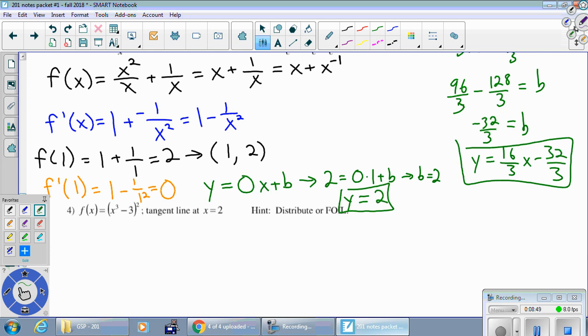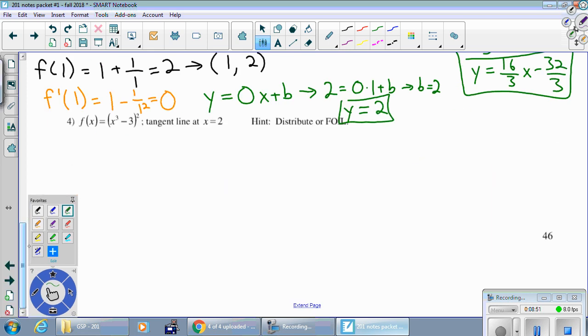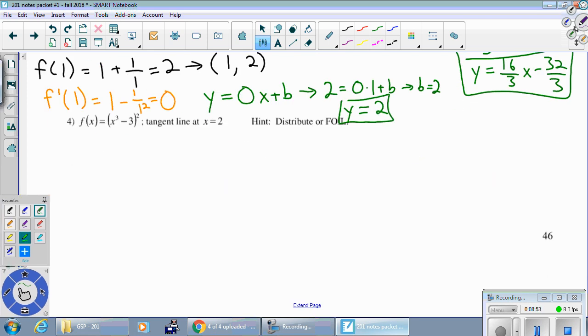Okay, last one, number 4. So here we've got (x to the third minus 3), the whole thing squared. Now, soon enough, we will have a rule that will allow us to take a derivative of this function in its current form. It's called the chain rule, but we don't have that yet. So again, we have to do some rewriting in order to put this function into a form that we can handle at this stage in our course. And so the hint there is to distribute or FOIL.